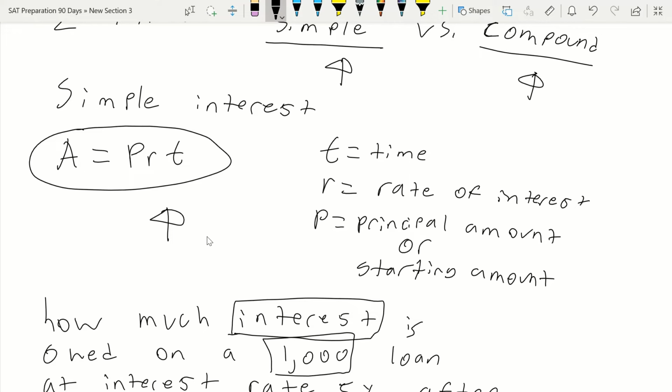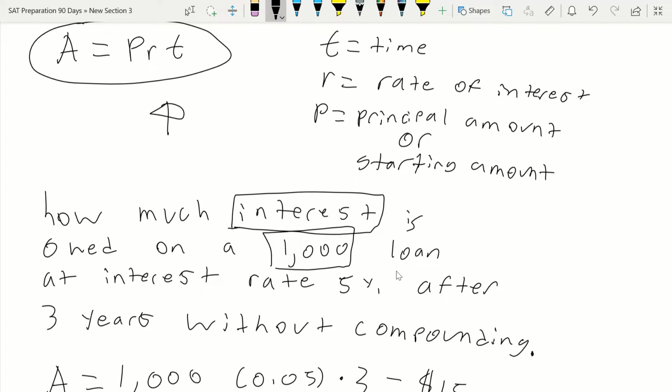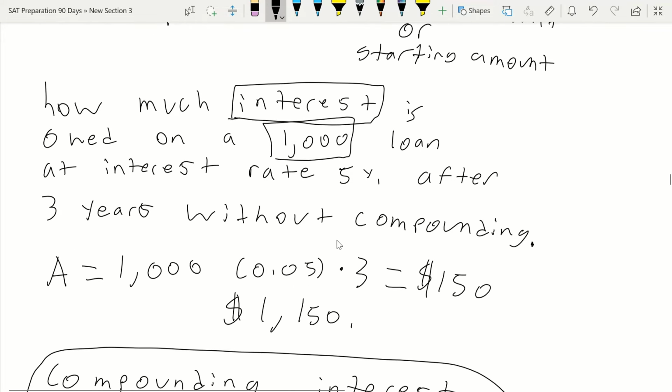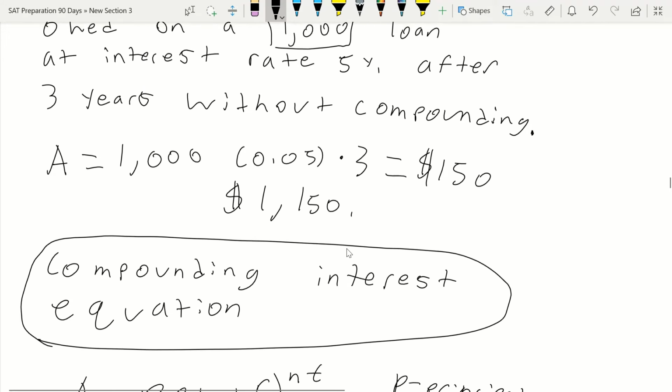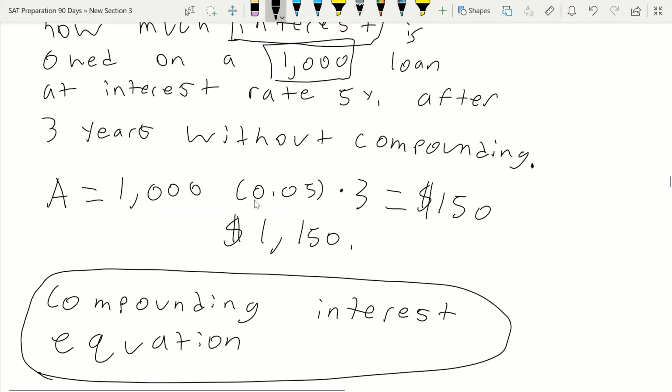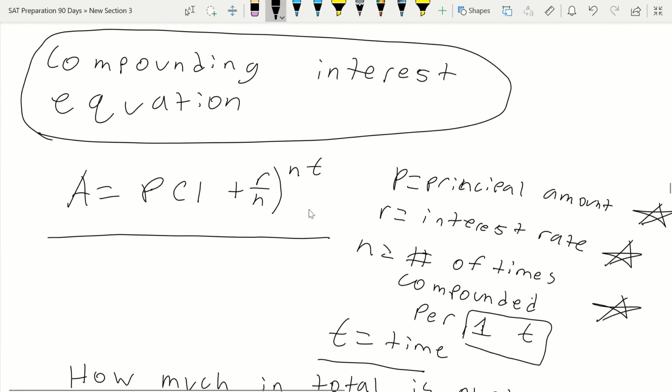So one thing to keep in mind here is that if we were asked how much interest is owed on a $1,000 loan at an interest rate of 5% after 3 years without compounding, it's actually going to be less than that 1,000 because we're asked about interest, right? If we're asked about interest, then R does not include our 1. But if we are asked about the total amount owed, then that would be 1,150 because then we have to include that $1,000 loan. So if we're going to be asked about the total amount owed, we have to do 1.05, but if we're only asked about the interest owed, we remove that 1 and we just multiply by 0.05.